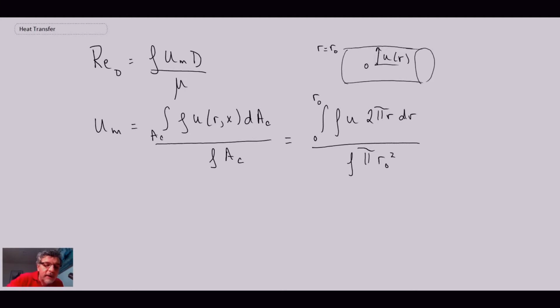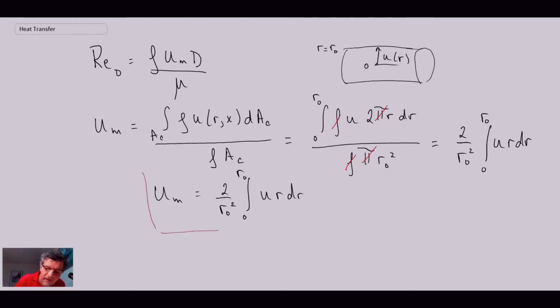And so immediately what we can see here is a few of these terms are going to cancel out. Density is gone, pi is gone. And so this expression will simplify somewhat. So that then becomes an expression for the mean velocity in our pipe flow.